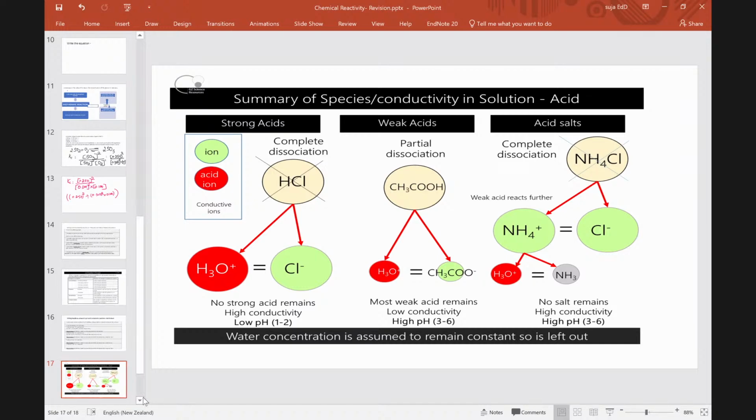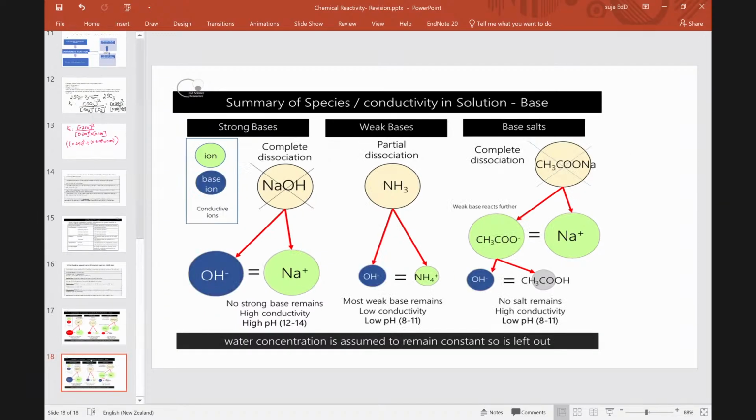And the last part which I would go into is here. This is talking about the bases. If it's a strong base, yes, high conductivity. If it's partial, same thing as the acids, low conductivity, and base salts will give you high conductivity. This is the key to your questions.